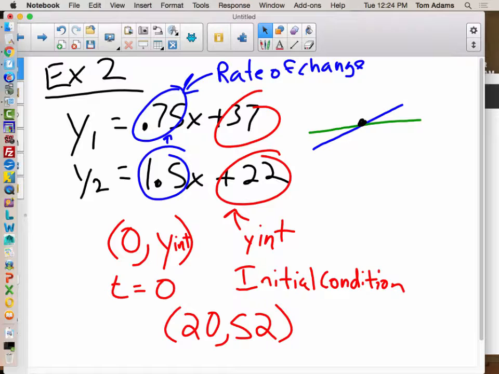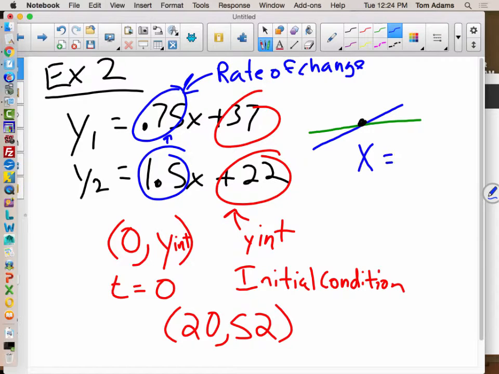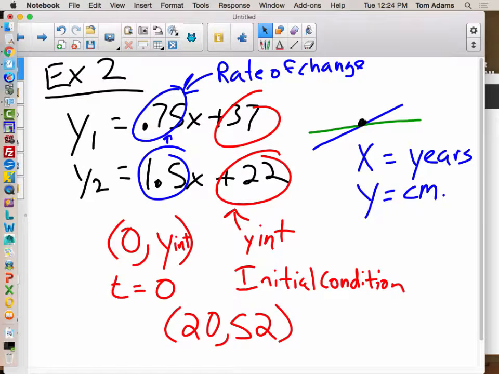What does that mean? Remember that x was the number of years the fish was alive, and that y was the measurement in centimeters. So if they intersect at (20, 52), what does that tell you? Yes? After 20 years, they'll be 52 centimeters. Yeah, after 20 years, their average length will be 52 centimeters. Does that make sense? Did I say it backwards? You guys know what I meant, right? Well, I wrote it down right. So after 20 years, one fish will be 52 centimeters long, on average.